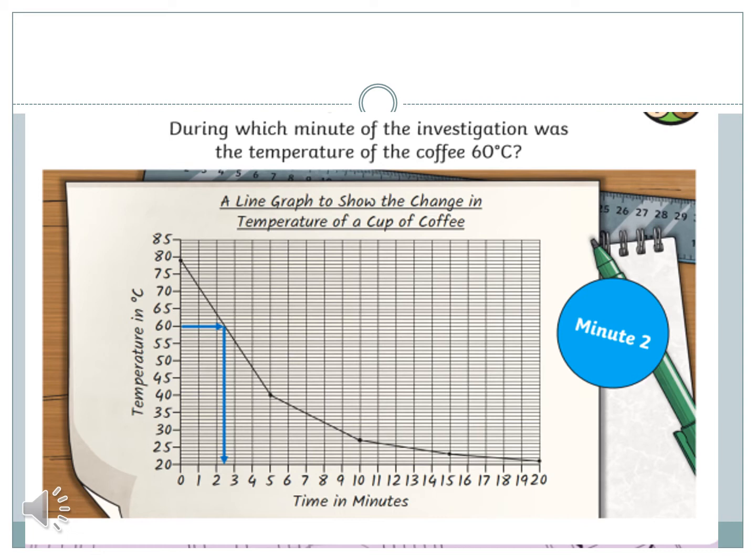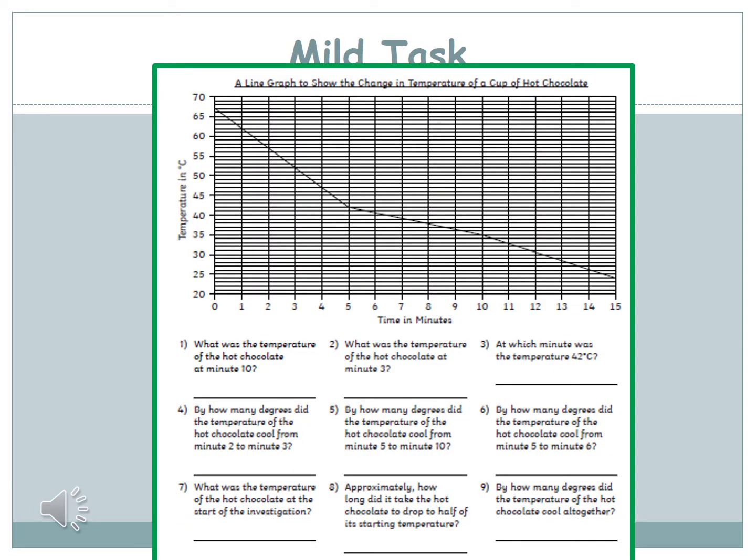So now you're going to have a go on your own. How did you get on with those questions? Tasks for today are on the next couple of slides. You need to choose if you're going to do mild, spicy or hot. You need to look at the line graph and then answer the questions below.